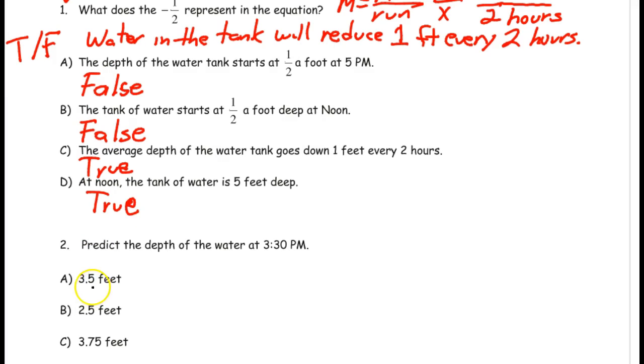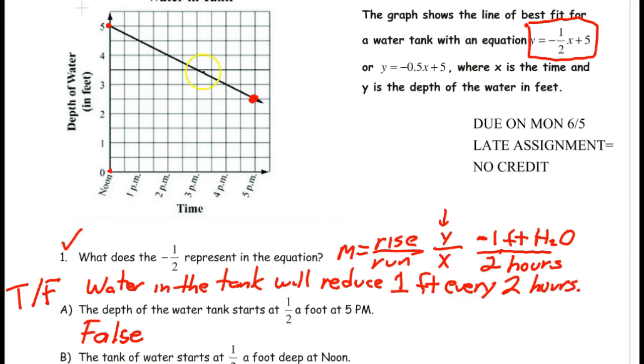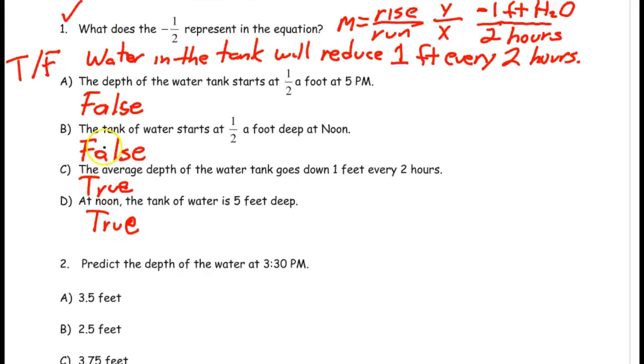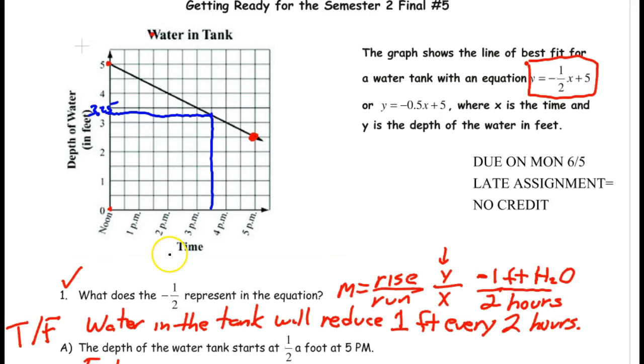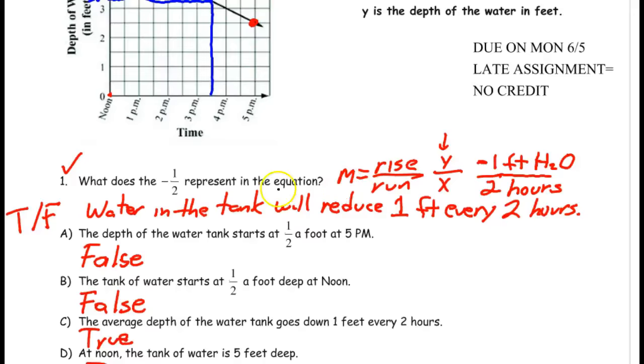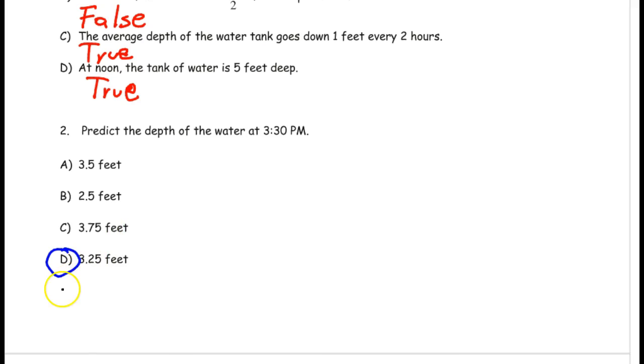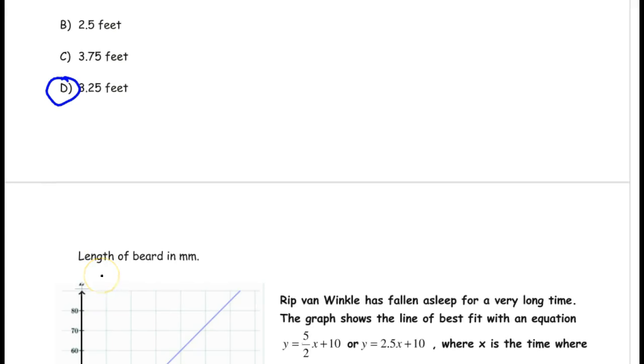Okay. There we go. All right, now we can predict the depth of water at 3:30. So let's go back to our graph here, and we can look at 3:30. It'd be right here. So it looks like it'd be about 3.25. It's kind of right in the middle of 3 and 3.5. So 3.25. All right, that's using the graph. Now they also have the equation. So you can plug in 3.5 into the equation, and that will also give you the same answer. So either by the equation or the graph, you'll get the same approximate answer.